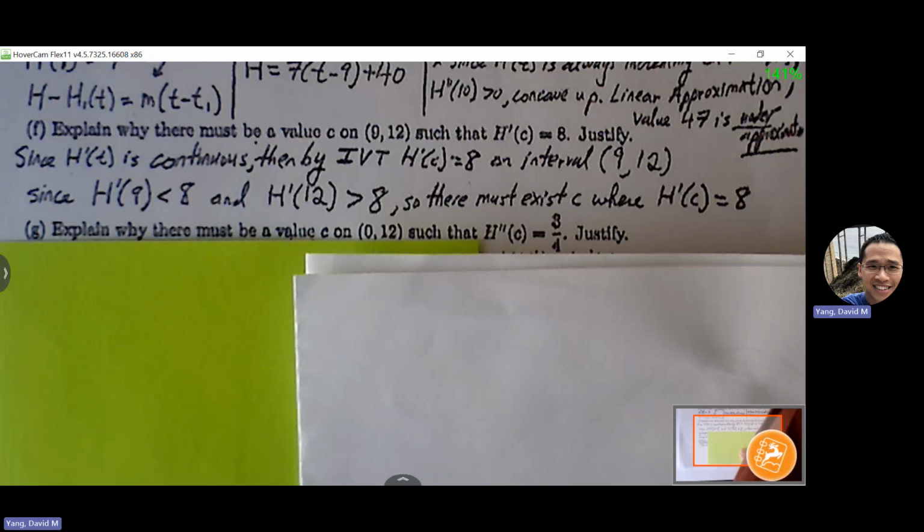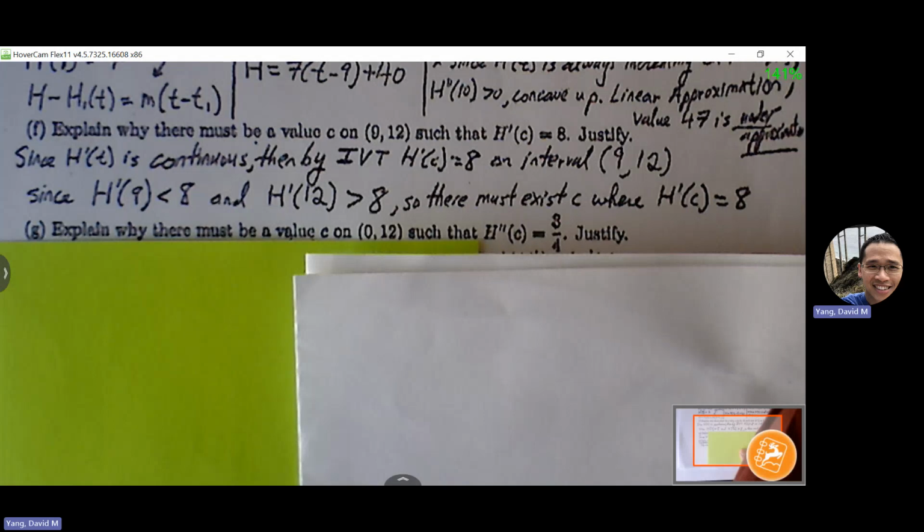What's the relationship between H prime and H double prime? It's the derivative, right? Another way of saying derivative is slope. So if I want to look for a slope, or if I want to guarantee a slope, what is that? That's another theorem. You guys mentioned it before. EVT, MVT. This is mean value theorem.